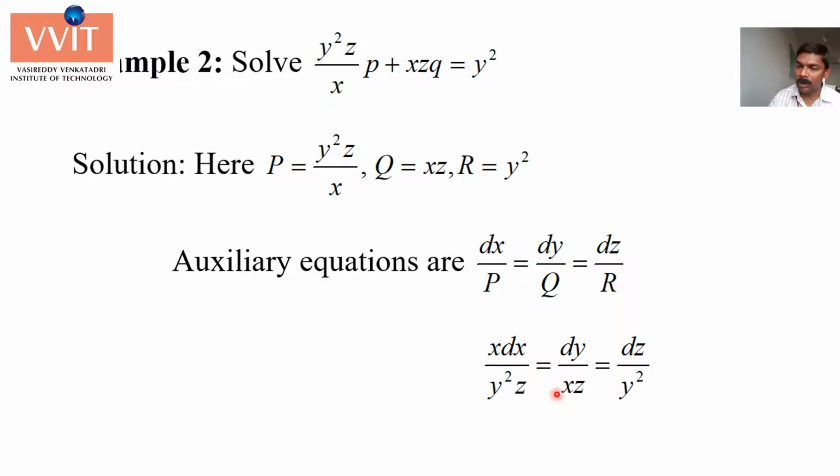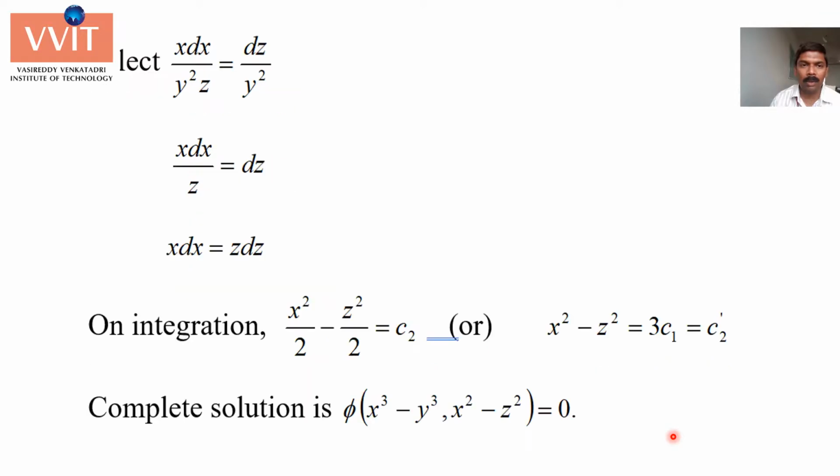So 2 3 is not useful. You should notice this. I can't select 2 3 members as a selection. So I have to select 1 and 3 now. By selecting 1 and 3, I can cancel y square on both sides, then cross multiplication. From there we can go for integration, and this is the second part of the solution.